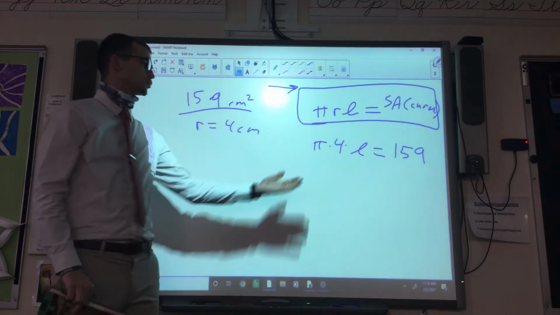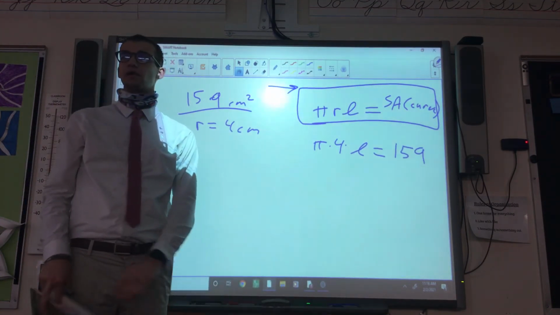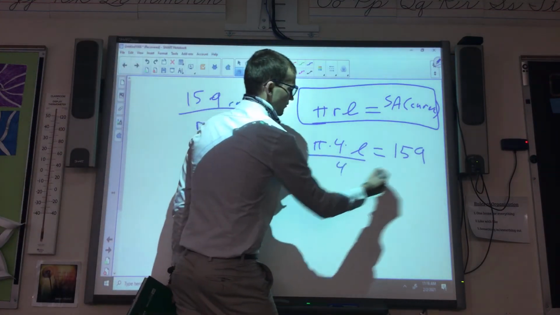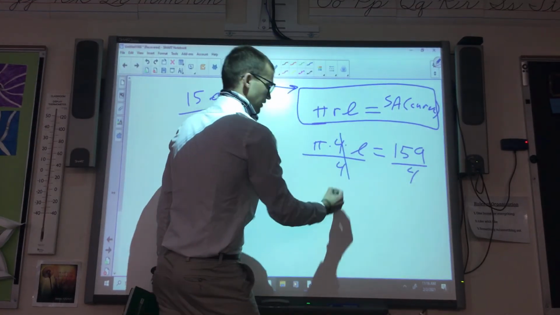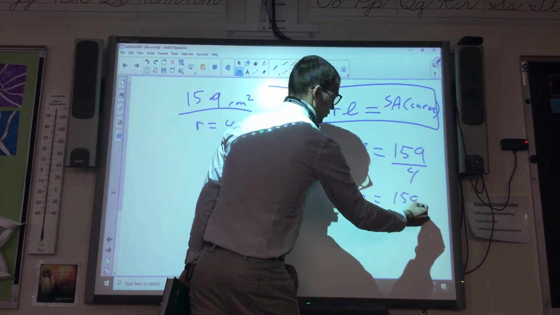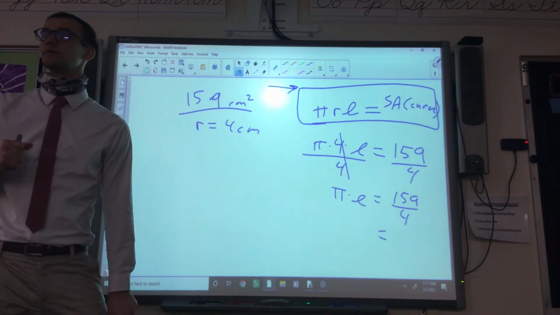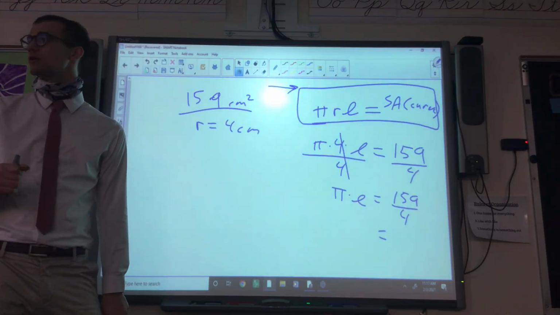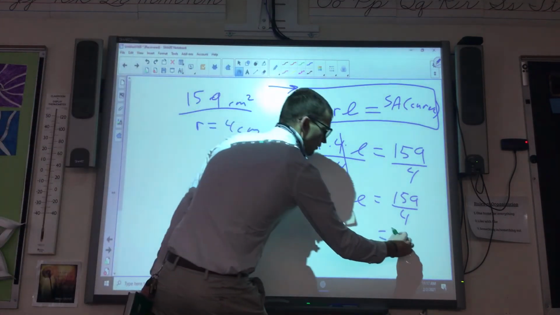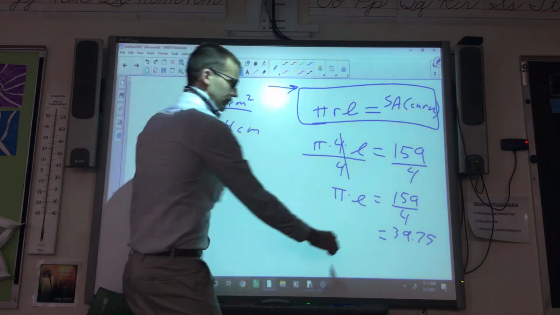So what do we do here? Do we turn the pi into 3.14 right away, or what? It's probably a little bit easier to say, hey, I divide by 4, get this as pi times L equals 159 over 4, which is, what, calculator friends? First student to figure it out, 159 divided by 4. 39.75.